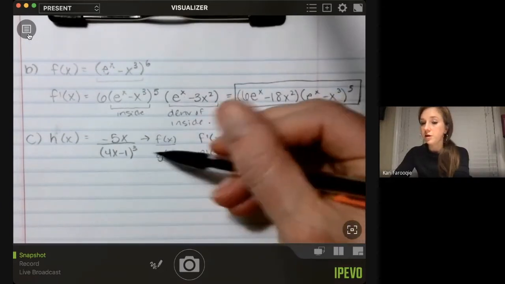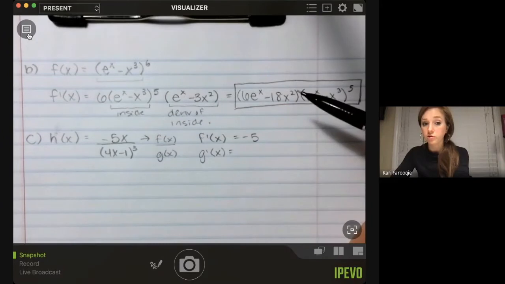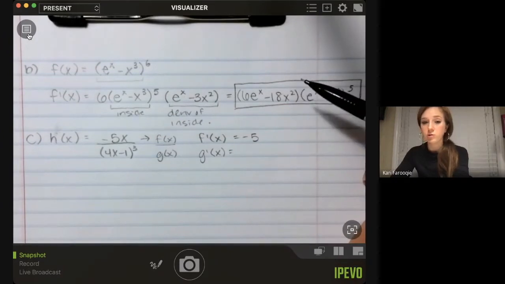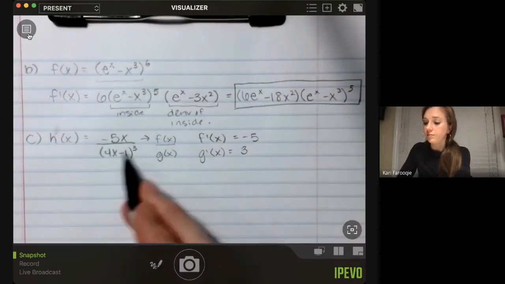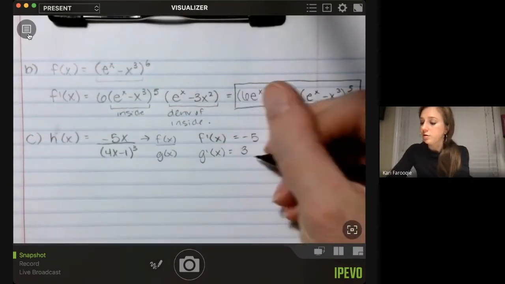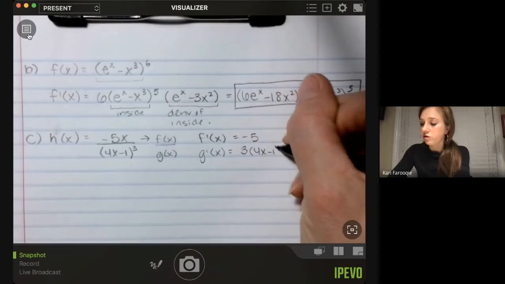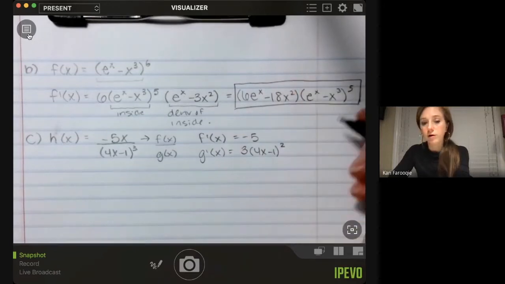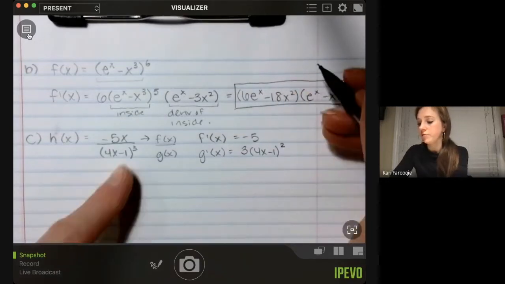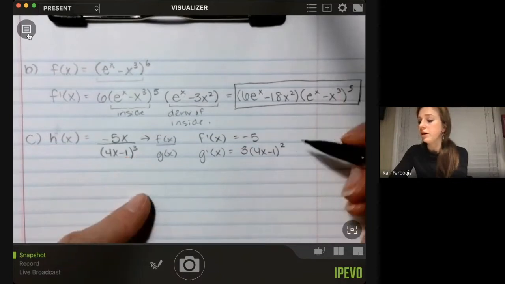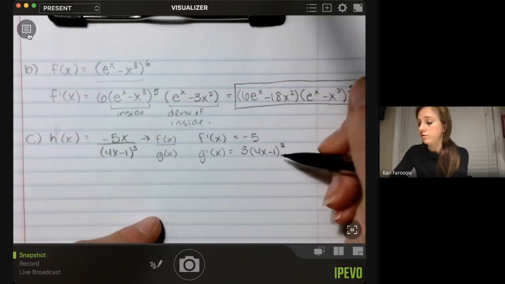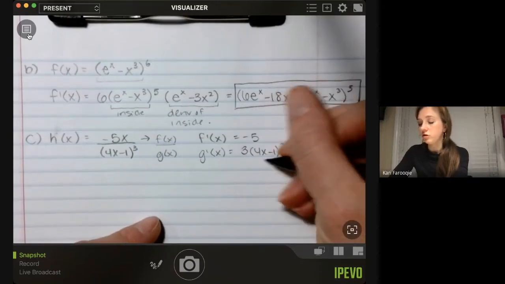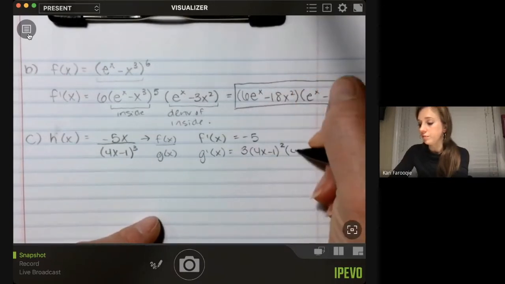So if our denominator is g and we're trying to find the derivative, well, this looks very much like what we did in the last two examples. We're going to bring the exponent out front. We're going to rewrite the inside function, take it to the n minus 1th power. So 3 minus 1 gives us 2. And then we have to chain on the derivative of the inside function. So the derivative of the inside function, 4x minus 1, is 4.